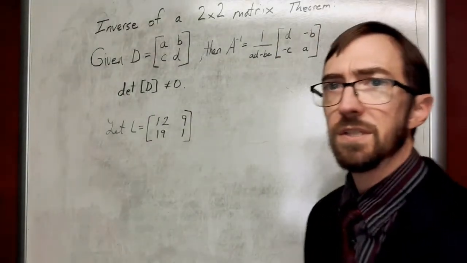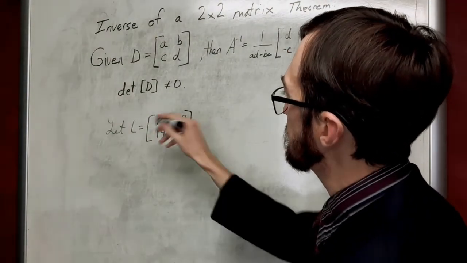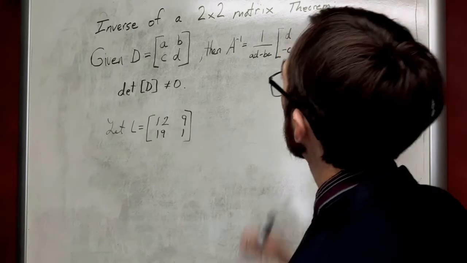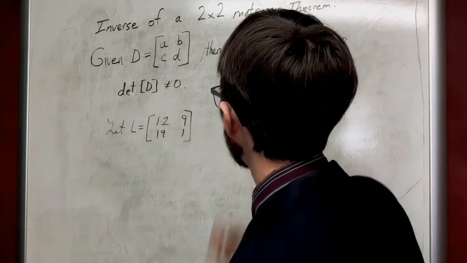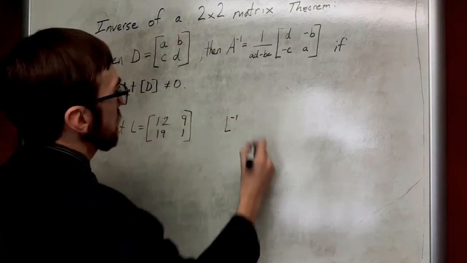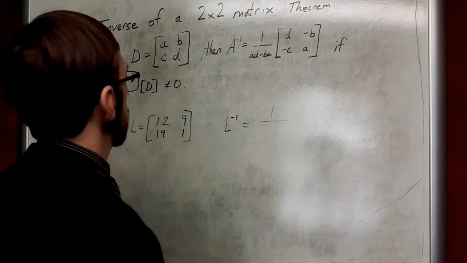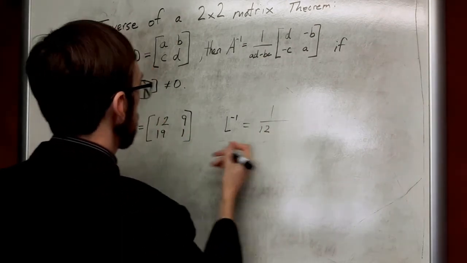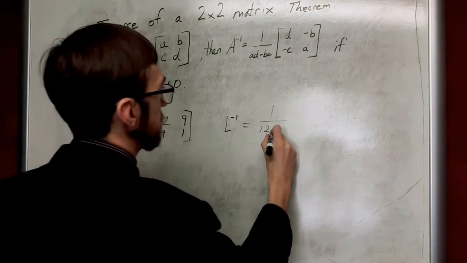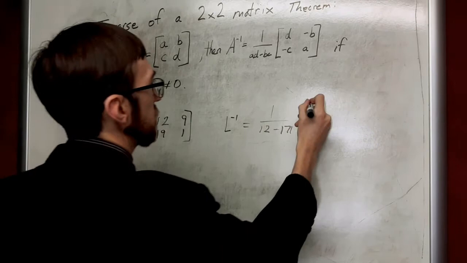We're going to look at an example 2x2 matrix. I'm going to call this one L, and we're going to have elements 12, 9, 19, and 1, and we want to use this formula to find its inverse. So we're going to call this L to the negative 1 here, and we are going to create our fraction here. That is 12 times 1, which is 12. 9 times 19 is 177, and so we're going to subtract those.